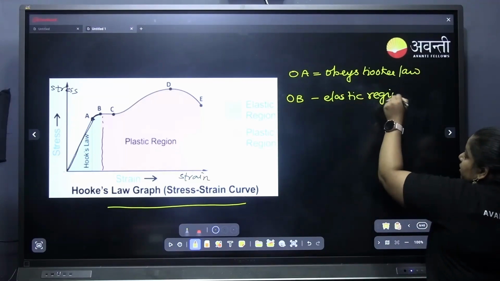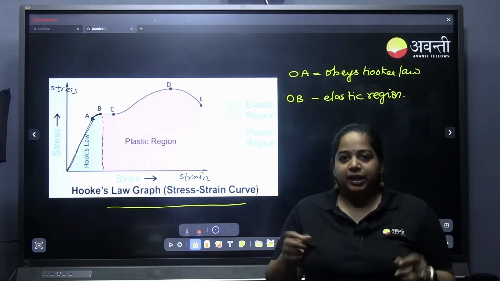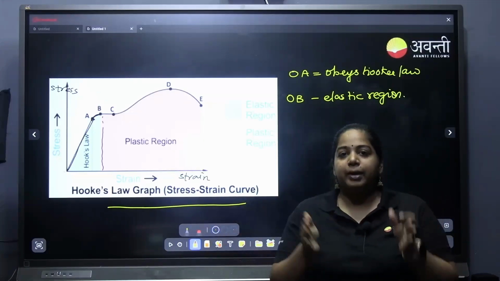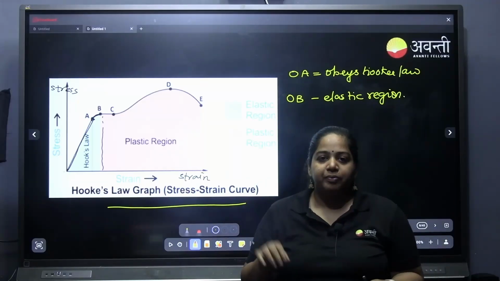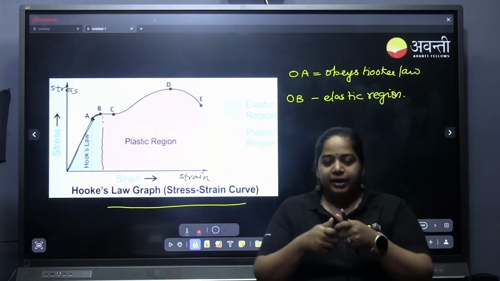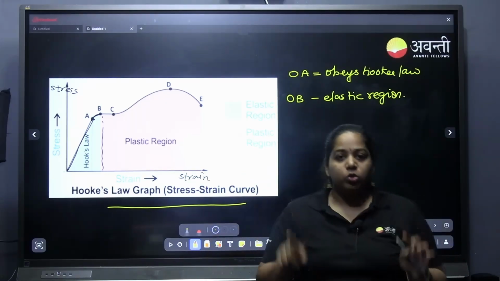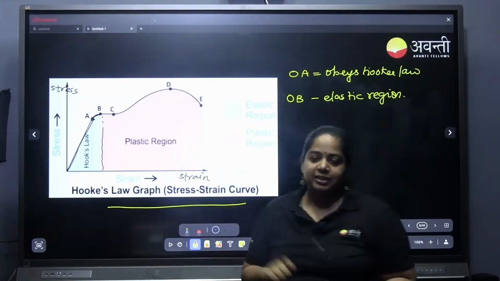Elastic region means if you deform something, if you are elongating something, and if you release that force, it will come back to its original shape. That is called the elastic region. Imagine there is a rubber band, you are pulling it, if you release the force, what will happen? It will come back to the original shape. So that much region is called the elastic region.